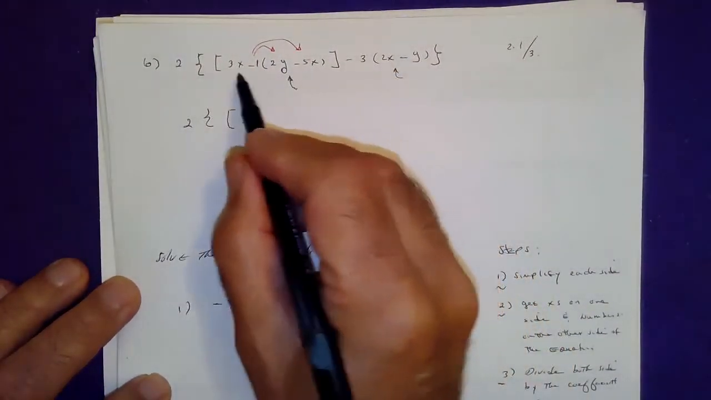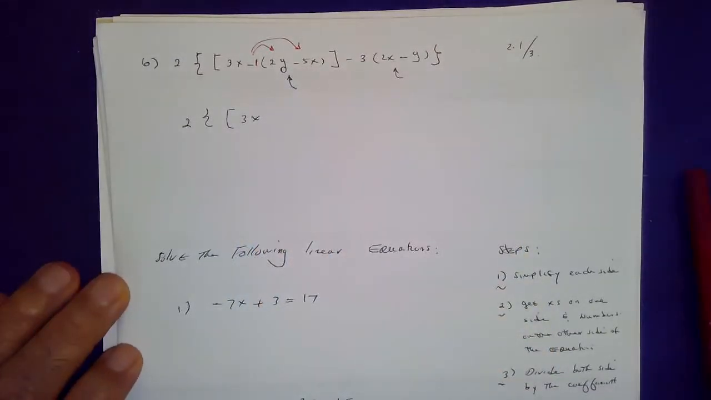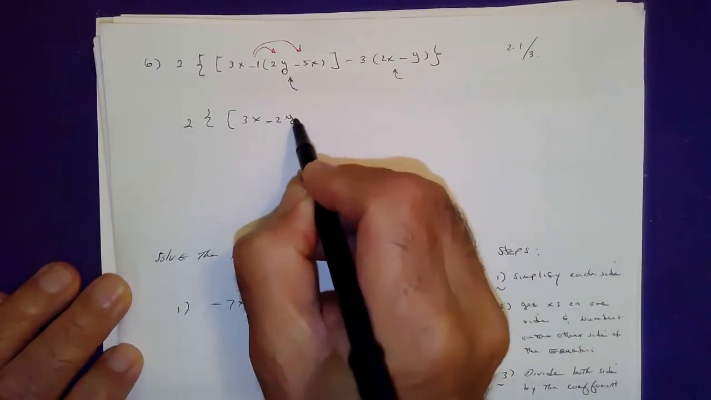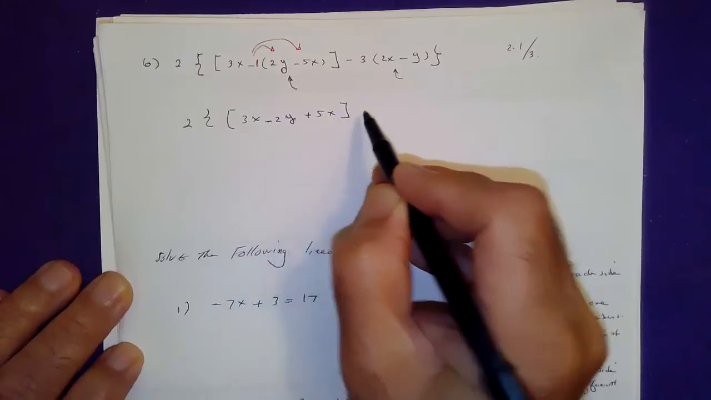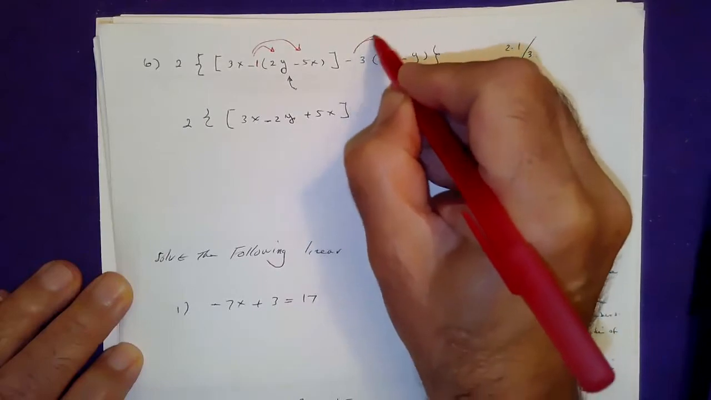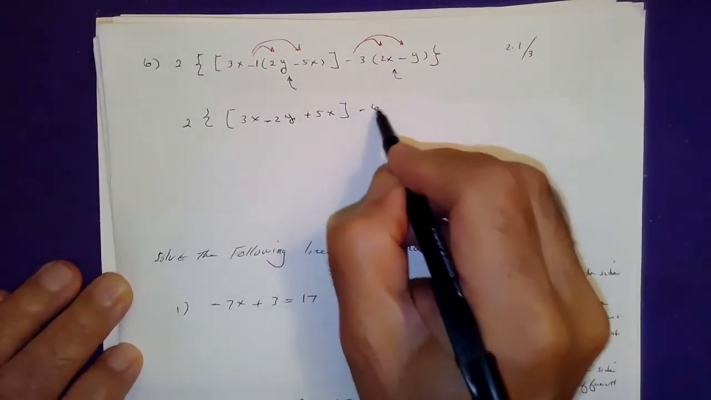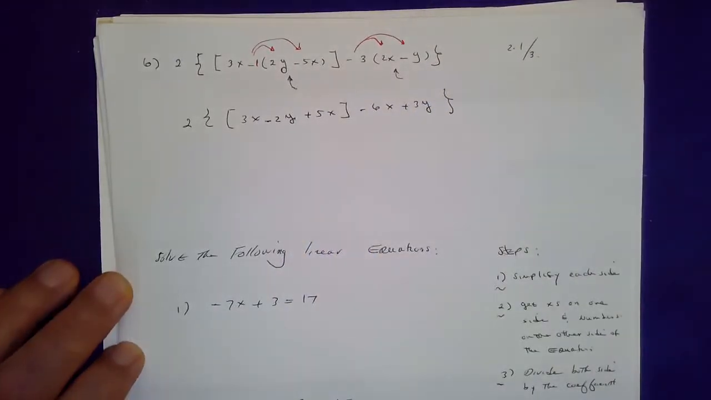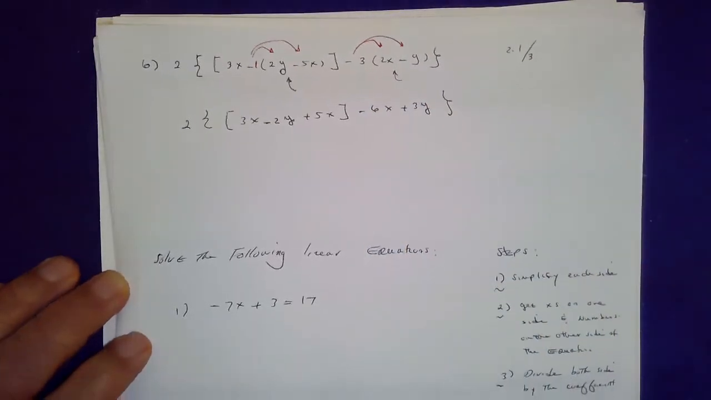What does negative 1 in front of the parentheses do to numbers inside the parentheses? It changes their signs. So you get negative 2y plus 5x, close the bracket. Now to remove this parentheses, I multiply negative 3 by 2x minus y. So what do I get? I get negative 6x plus 3y, close the braces. So remember, negative times negative is positive, correct?